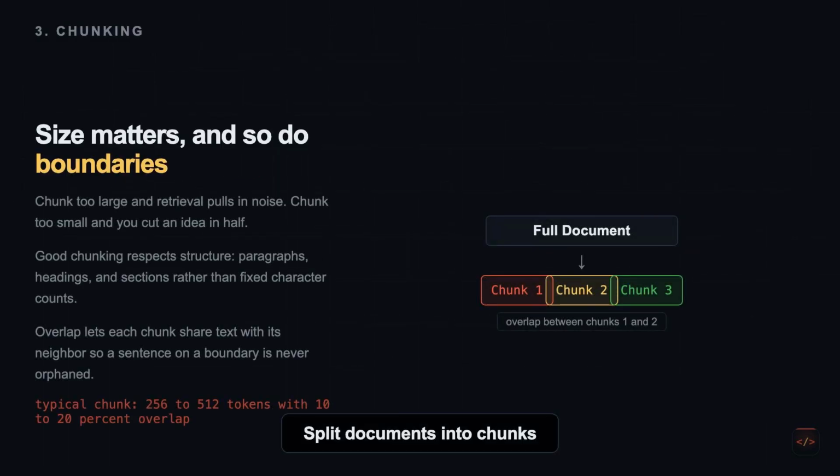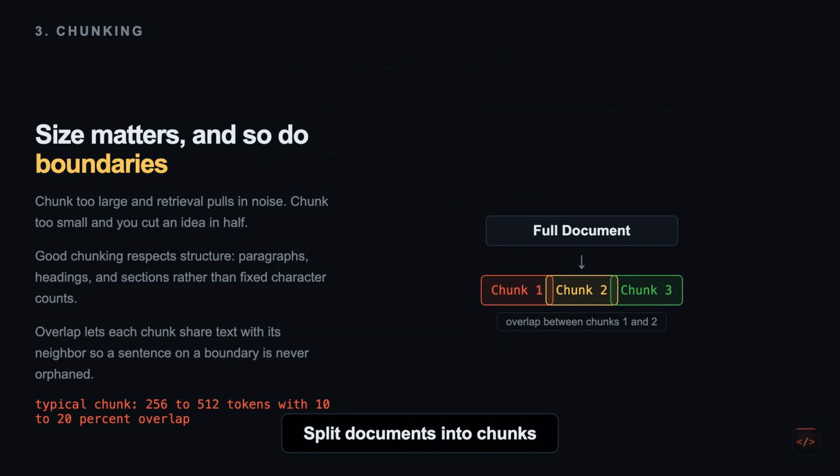You cannot embed a whole book as one vector and expect good results. Too much meaning gets averaged into a single point and the details blur. You will get a gray line in between. So you split the documents into chunks, usually a few hundred tokens each. You have to figure out which works best for you. Maybe it can be 200 tokens, maybe 500 tokens.